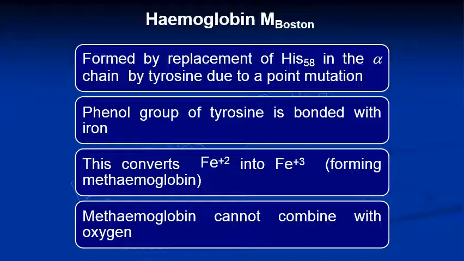Now the phenol group of tyrosine will bind with the iron, and as it binds with the iron, it converts the ferrous iron into ferric iron. We know the conversion of ferrous iron to ferric iron leads to something known as methemoglobin. And we also learned that methemoglobin cannot combine with oxygen. So patients who have such M hemoglobin, or Boston hemoglobin, will maybe suffer from low oxygen tension.